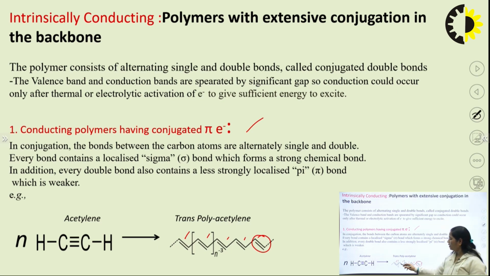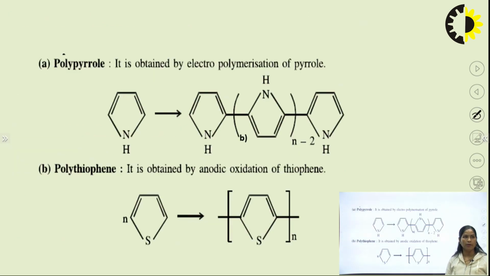Conjugated pi electrons means alternate double bond and single bond. Due to this alternate double and single bond, the system is known as a conjugated system, and in the whole polymeric chain the conjugation is there. So this class is known as polymers having conjugated pi electrons in it. Acetylene is one of the examples.